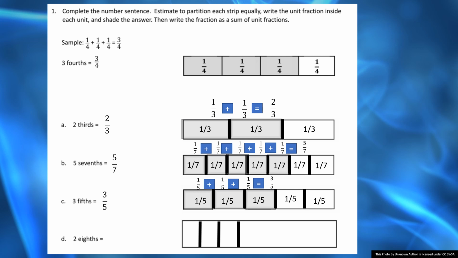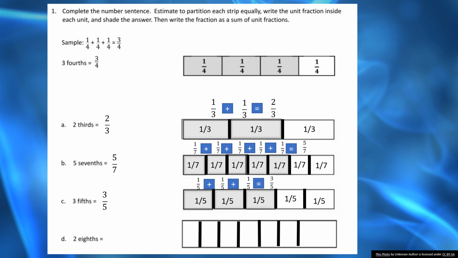Now let's move on to D. D wants us to demonstrate or show or display 2/8. All right, well, first we have to partition or divide this rectangle into eighths. So since we're partitioning or dividing it into eighths, then we need 7 lines. So let's go ahead and draw our 7 lines to partition this rectangle into eighths.